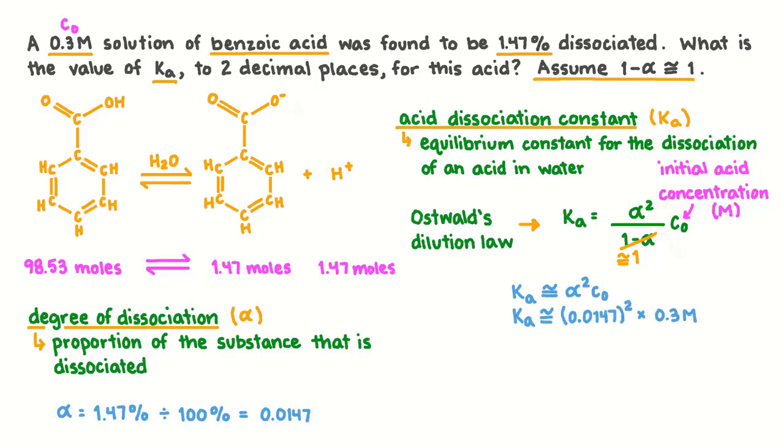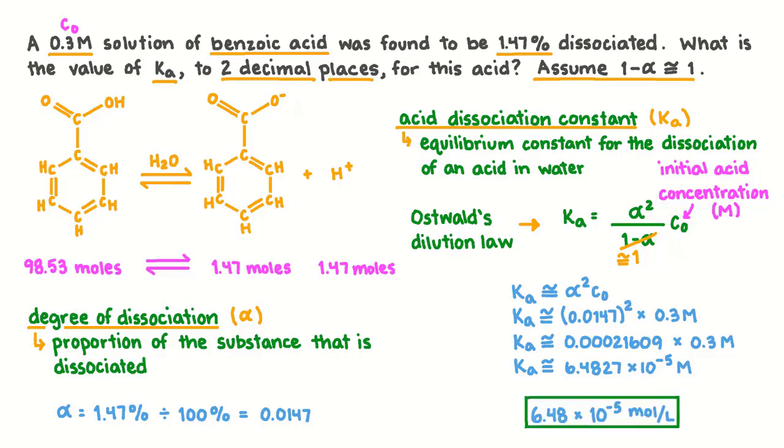We can substitute the degree of dissociation and concentration into the expression and perform the calculation to determine the acid dissociation constant. Rounding our answer to 2 decimal places, we have determined that the value of Ka for benzoic acid is 6.48 times 10 to the negative 5th molar, or moles per liter.